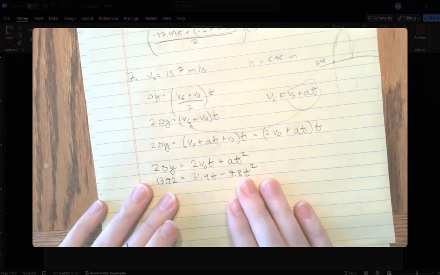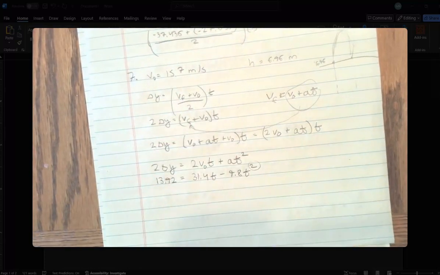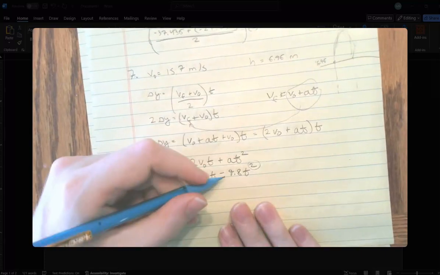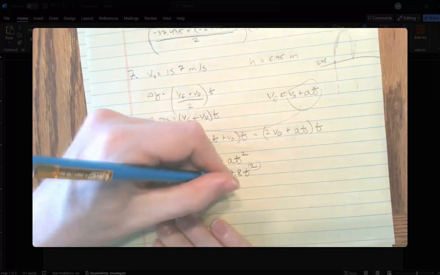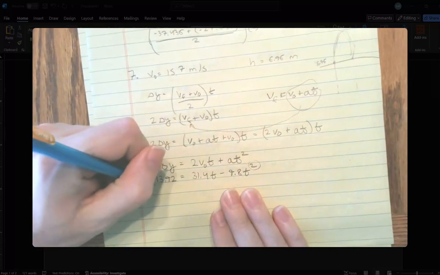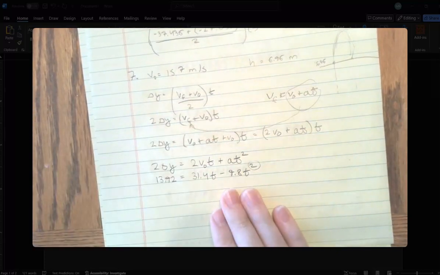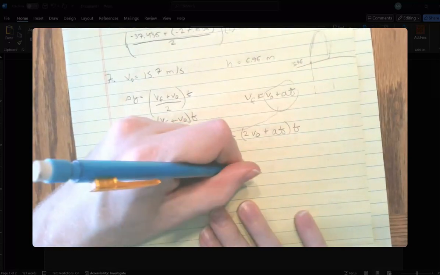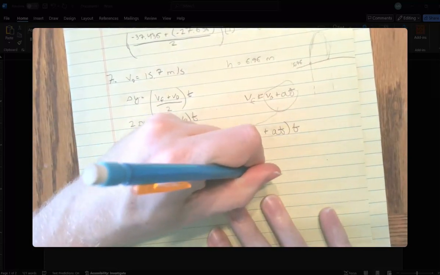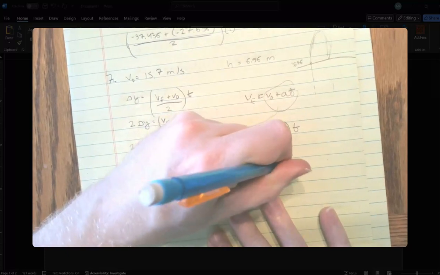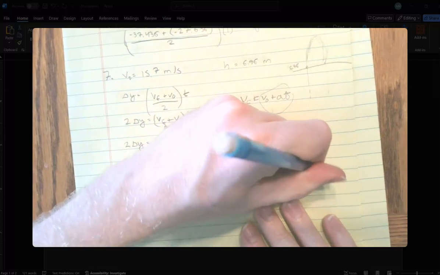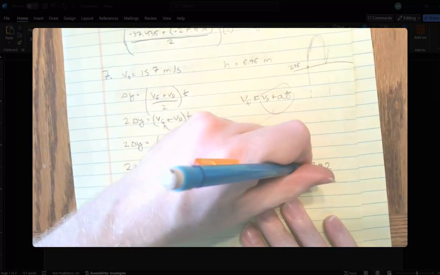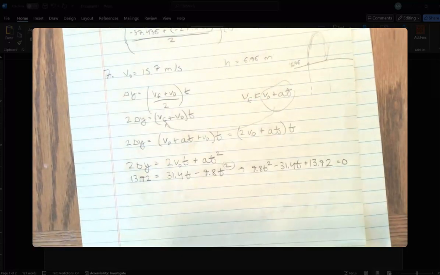This is what's known as a quadratic equation. It's a quadratic equation because you have a variable squared. The first step in solving a quadratic equation is getting what's known as standard form, which means I have everything on one side equaling 0 on the other side. So here I'm going to add 9.8t squared to each side and subtract 31.4t from each side. So we have 9.8t squared minus 31.4 times t plus 13.92 equals 0.